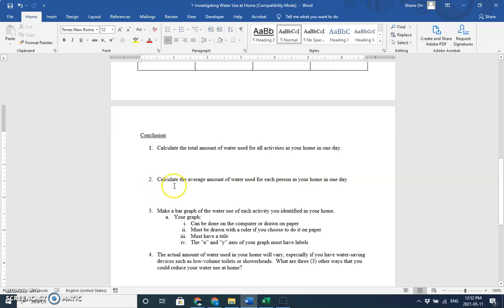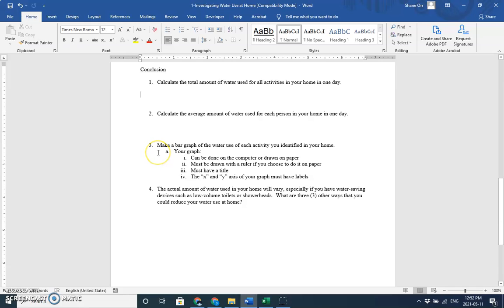Number 2 says calculate the average amount of water used for each person in your home in one day. And so all you're going to do for number 2 is take the total amount of water used for all activities here and divide it by how many people live in your house. So for example, in my home, we have 7 people that live in our house. And so if the number here is 10,000 liters, let's say, then I would go 10,000 liters divided by 7 to get my answer for number 2.